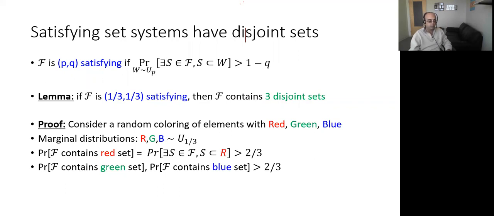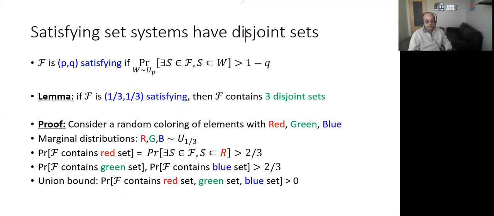So now we can use union bound and say, well, this means that with positive probability, there are a red set, a green set, and a blue set in my set system. And remember, if I have an all red set, an all green set, and an all blue set, they must be disjoint, right? They can't have any common elements. So these red, green, and blue sets are 3 disjoint sets. So we're using this random coloring strategy to prove that my set system contains 3 disjoint sets. Okay? So what we've just proved is that this analytic property of being satisfying allows us to deduce that my set system contains 3 disjoint sets.